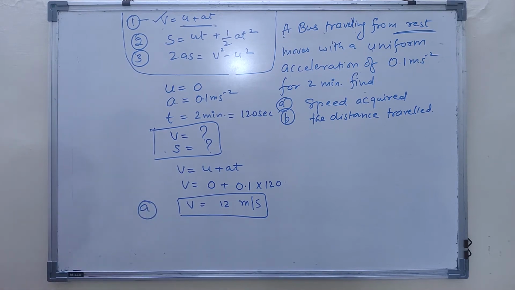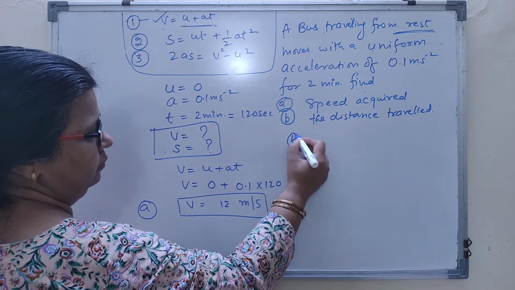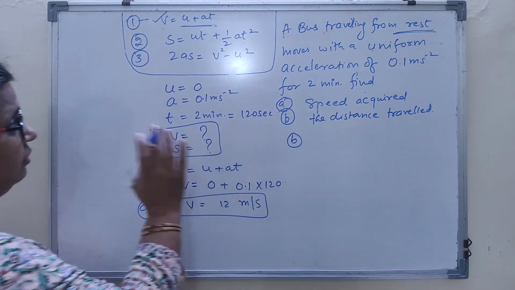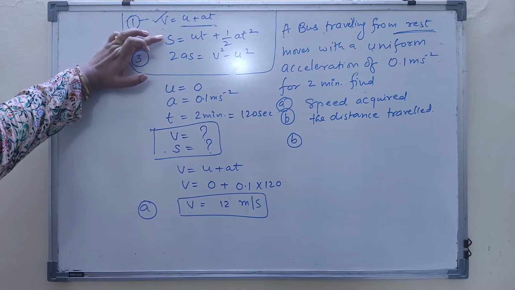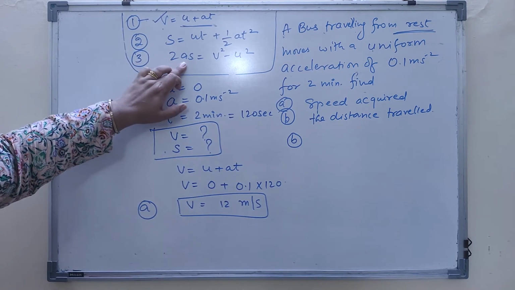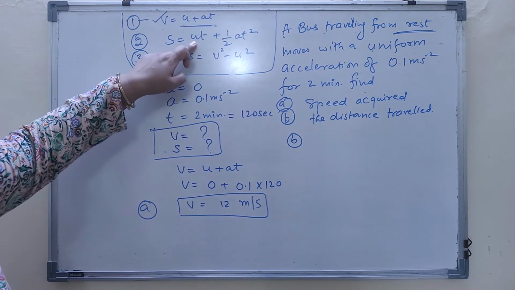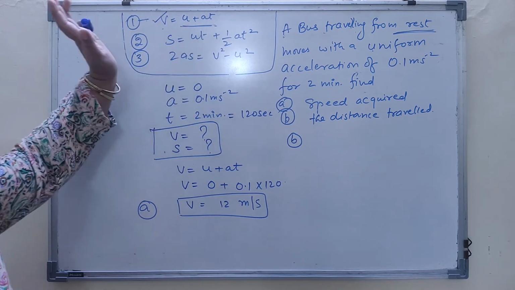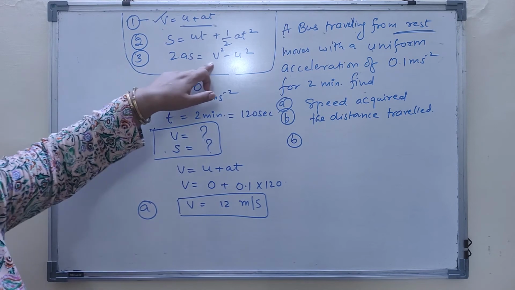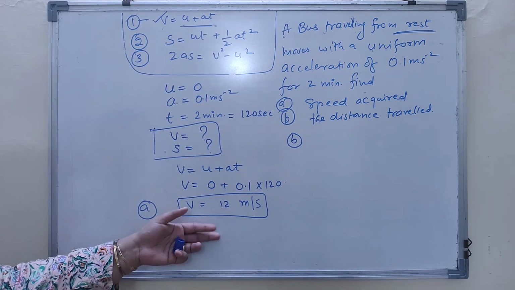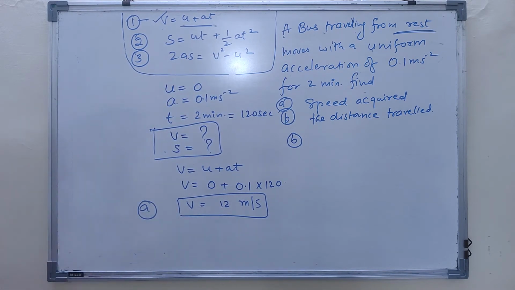Now same way for the second part. I need to calculate the distance traveled, right? For distance, I'll be using the second or third equation. I can use any of the formulas. s is here and also here; I have u, t, and a t squared, I have all the parameters. Now for this other equation, here also you need a, v, and u, and we have those as well, since we have also calculated v. So you can use any one formula.